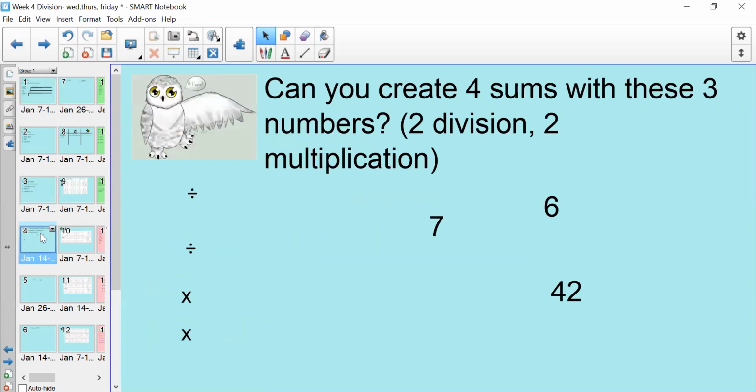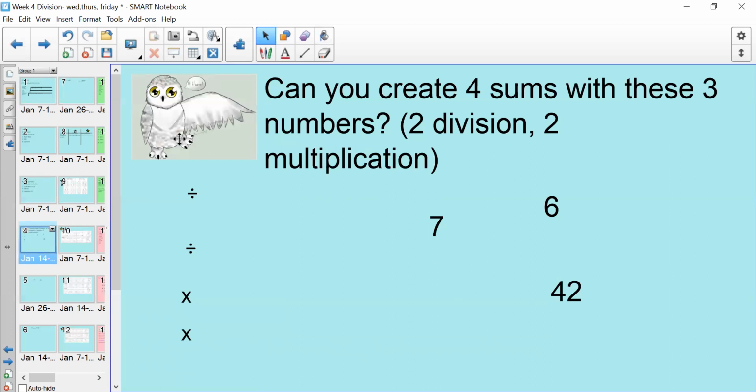Okay, perfect. So today's big question is, can you create 4 sums with these 3 numbers? So 2 division and 2 multiplication sums. So I'd like you to have a look at the numbers 7, 6, and 42 and think about what 2 multiplication sums and 2 division sums you could make with those 3 numbers. So I'd like you to pause the video and write those down on a piece of paper.